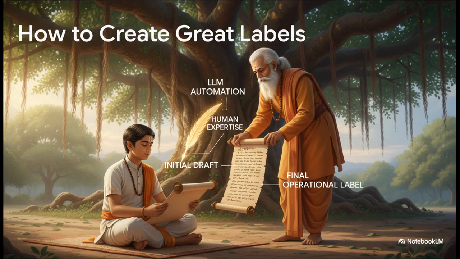So, how do we get these great labels? Well, it's a partnership between automation and human smarts. We can use an LLM to take a first stab at it to summarize the key examples from a cluster, but then a human expert must review it to make sure the language is truly operational and it really captures the core idea. That human judgment is what separates the real signal from the noise.